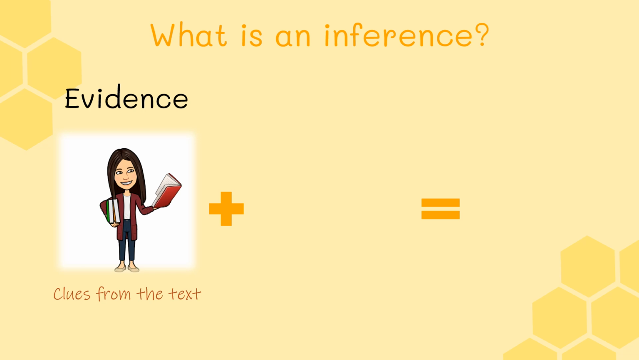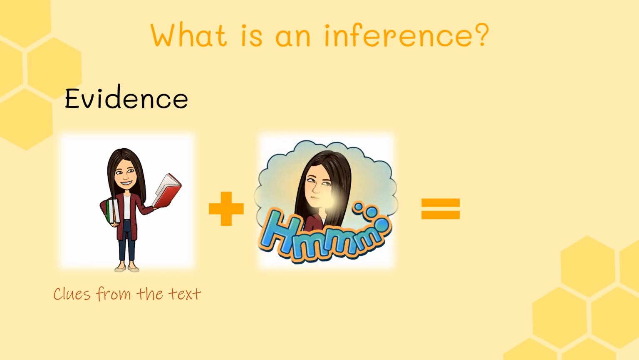And we're going to mix that together with things that we already know. So we're going to take evidence from the story, and then we're going to take information that's already stored in our brain, and we call that information schema. Schema is just a juicy way to say what's already stored in your brain.